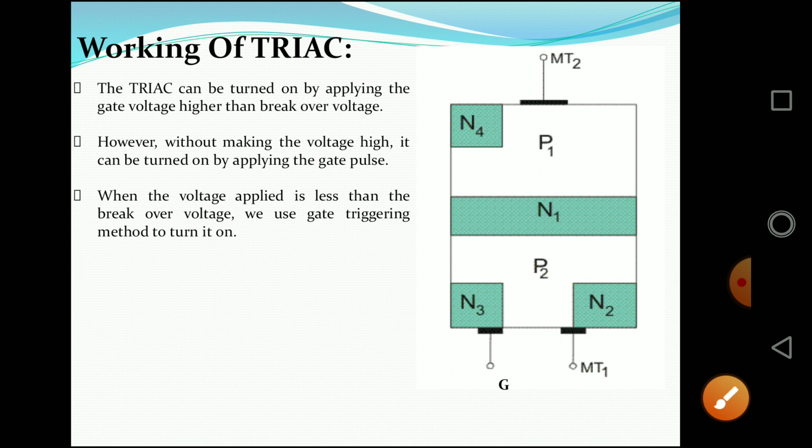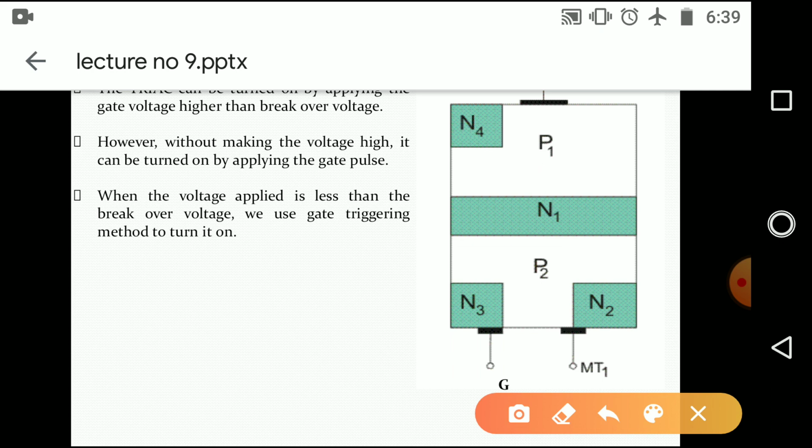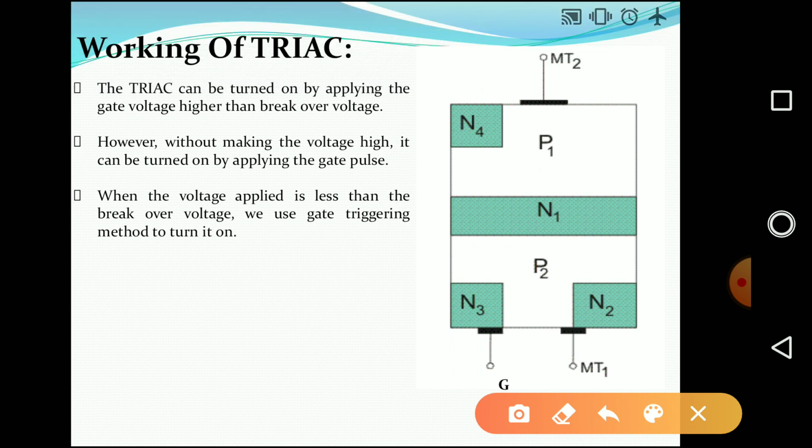Next is the working of a TRIAC. So the TRIAC can be turned on by applying a supply. Either we can connect the supply from MT2 to MT1, or else along with the MT2 to MT1 supply we can connect a supply at the gate terminal. So when the supply from MT2 to MT1 is greater than the breakover voltage, then the TRIAC will conduct.